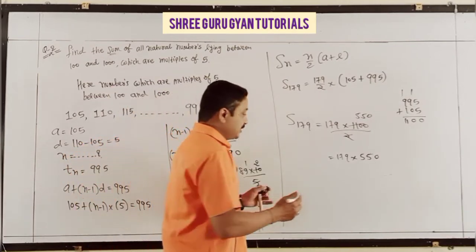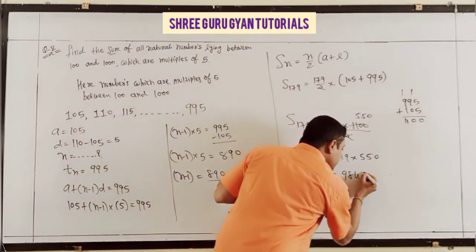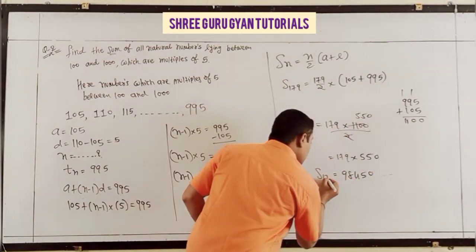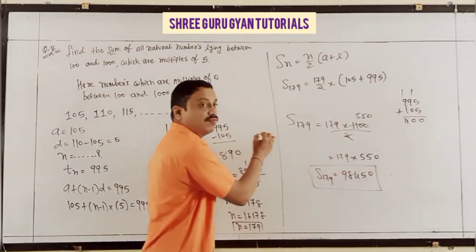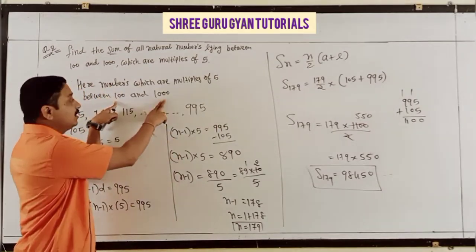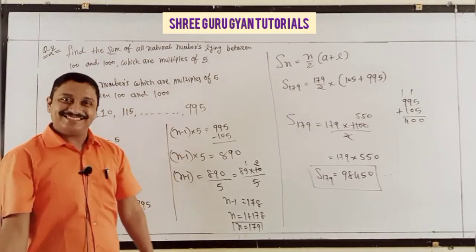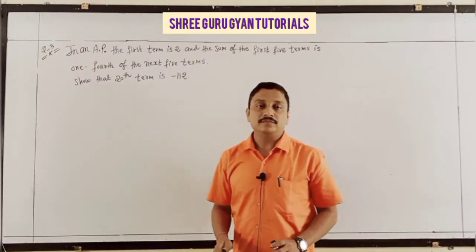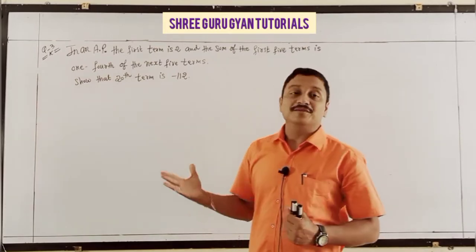So students, you are getting 98450, and that's your total summation for odd numbers between 100 and 1000. Now continue, students, third one.